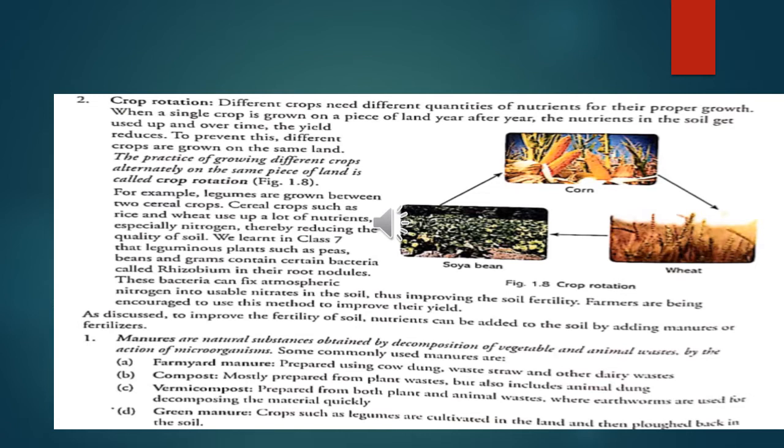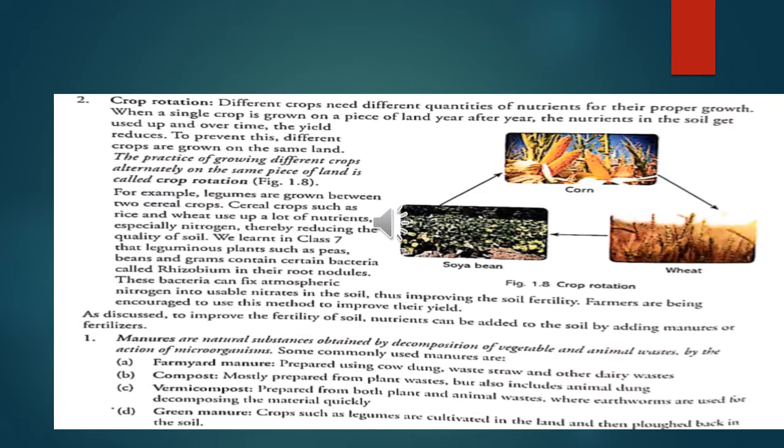When a single crop is grown on a piece of land year after year, the nutrients in the soil get used up, and over time the yield also reduces. So to prevent this, different crops are grown on the same land. The practice of growing different crops alternately on the same piece of land is called crop rotation.